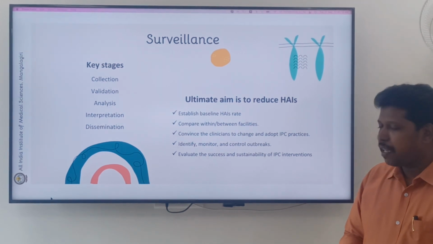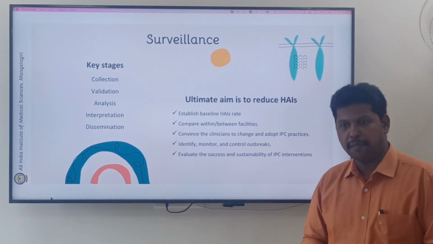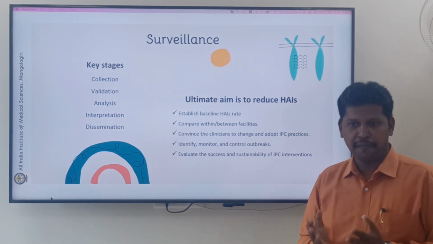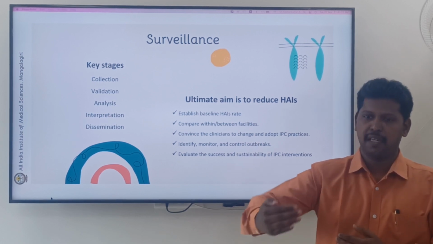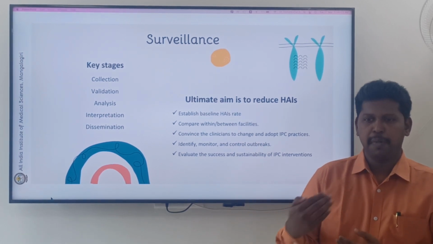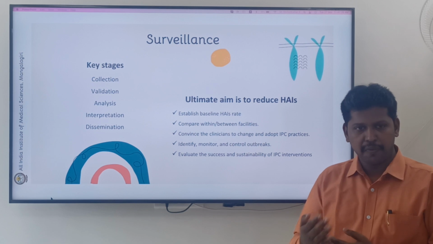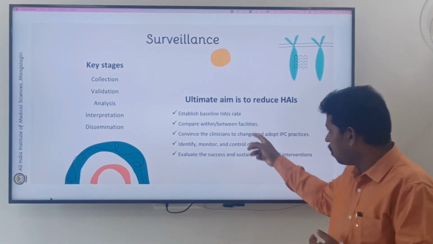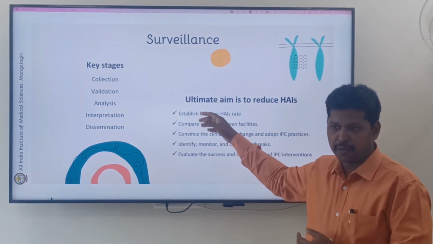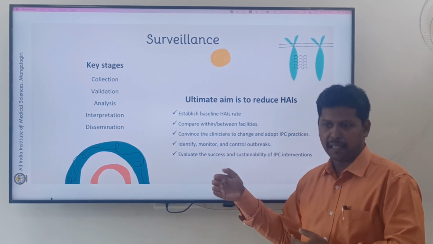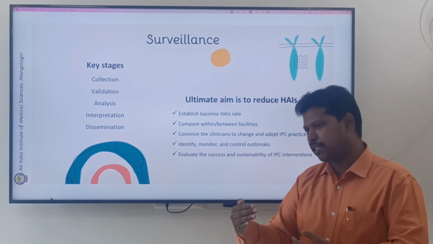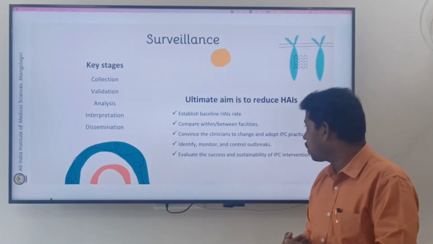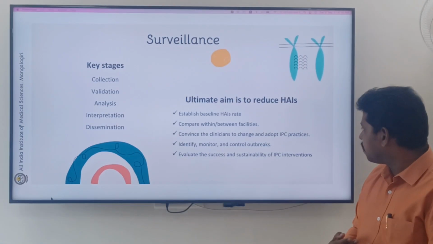Establish a baseline HAI rate. So in any institution, before just going and implementing the infection prevention activities, there should be a goal or a target against which we are implementing or improving our infection prevention activities. So that goal is basically your HAI rate. So we are going to get that baseline data in any institute, and then towards reducing that HAI rate, our whole infection prevention activities will be targeted.